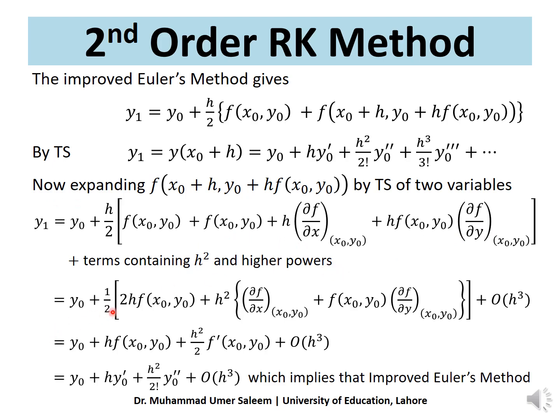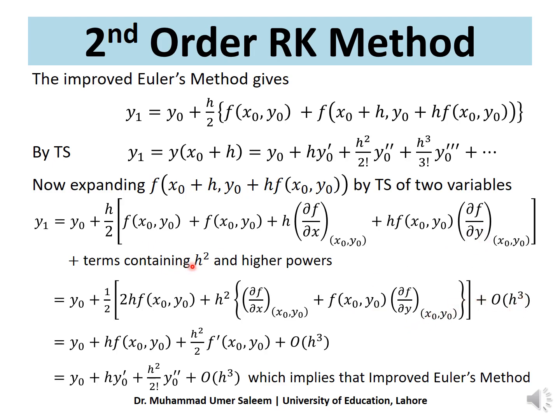And then we can write it as this one added to this one multiplied by h, so this becomes 2h f of x naught y naught, plus h square, since one h is from here and one h was multiplying from here, so h square is taken common, so this will become partial f by partial x at x naught y naught, plus f of x naught y naught partial f by partial y at x naught y naught, plus terms of order h cube.